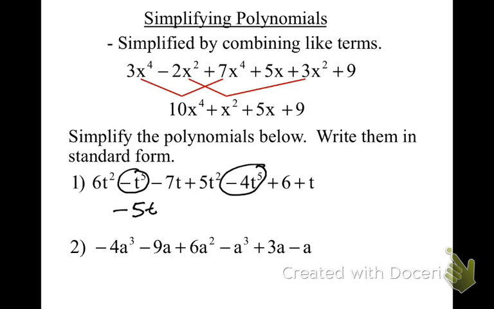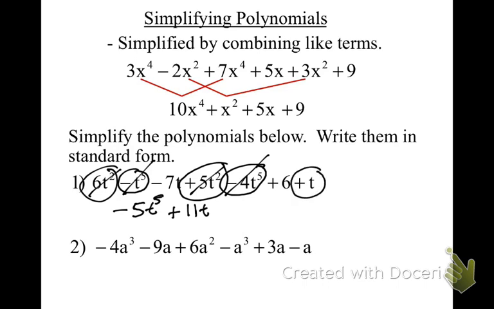Okay. Then we go on to t squared. I'm going to cross those out. I've got 6t squared and 5t squared make plus 11t squared. Cross them out. Next I've got positive t and minus 7t makes negative 6t. And then we've got our plus 6, our constant term.